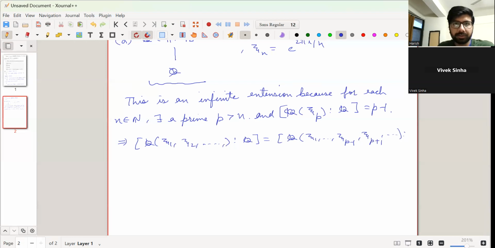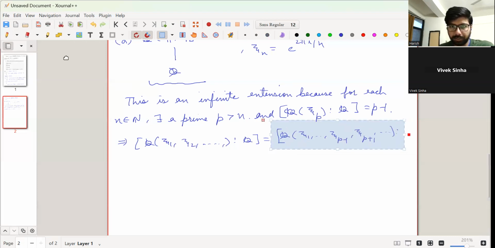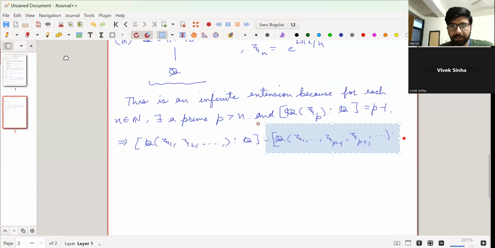Just a minute. So what I'm doing, I'm just trying to tell you how this extension is infinite. Although this has nothing to do with the solution of the question, because we won't get whether it's algebraic or not once it is infinite, it may be useful in some other context. So it's good to know that this is an infinite extension.